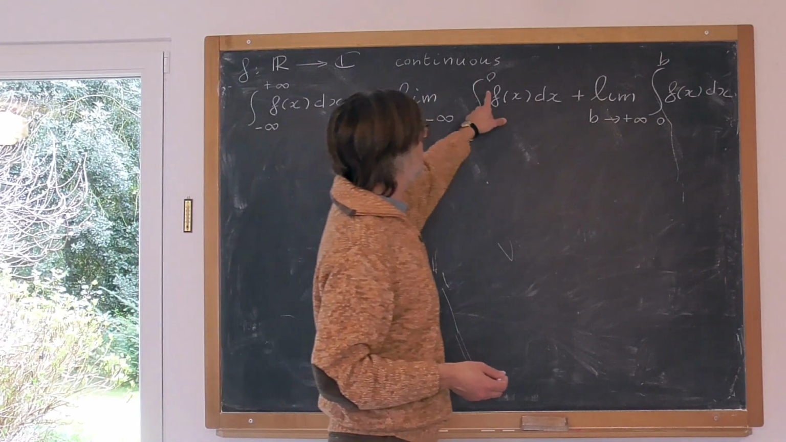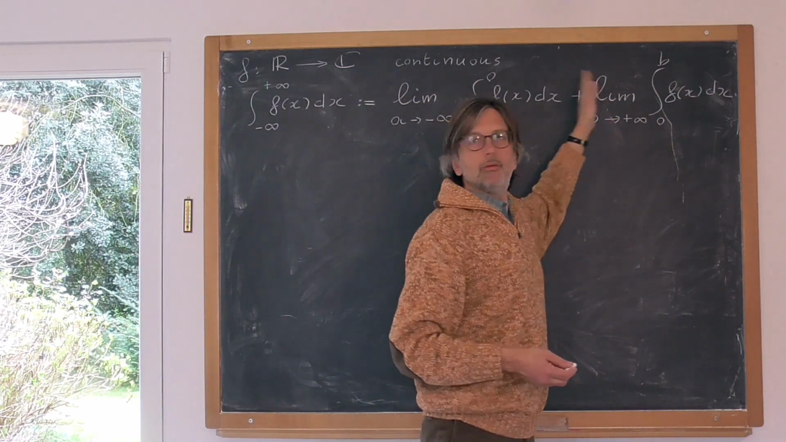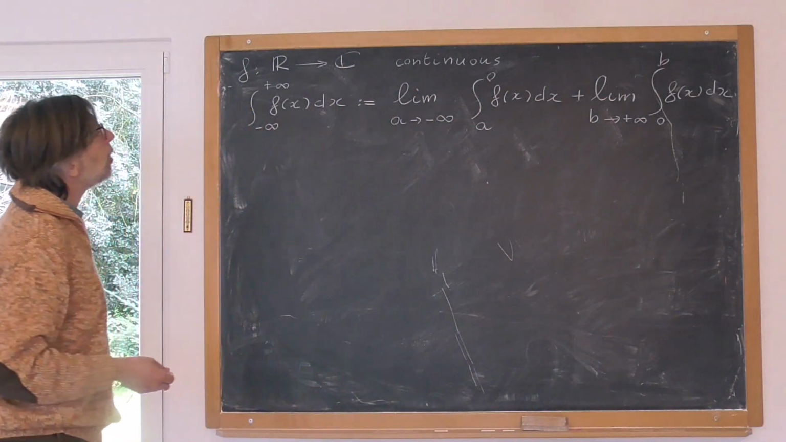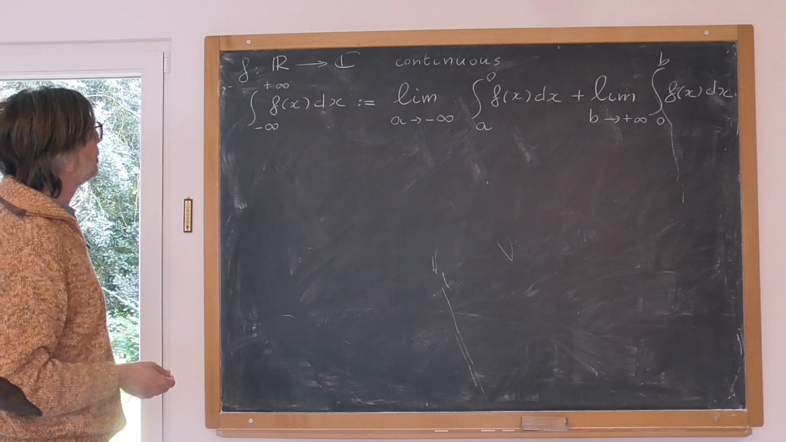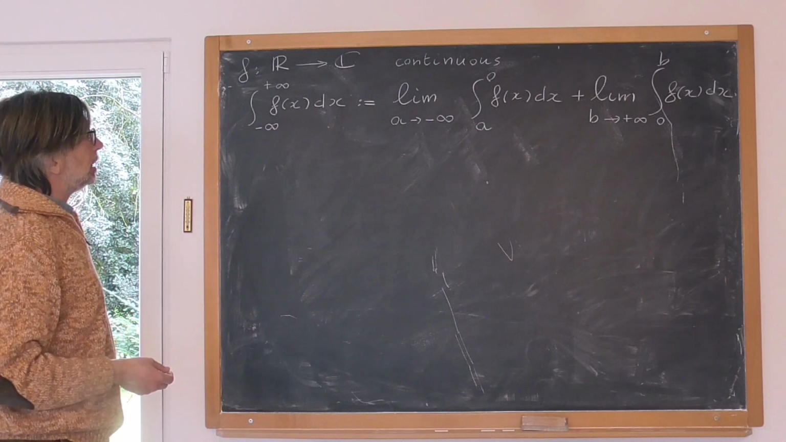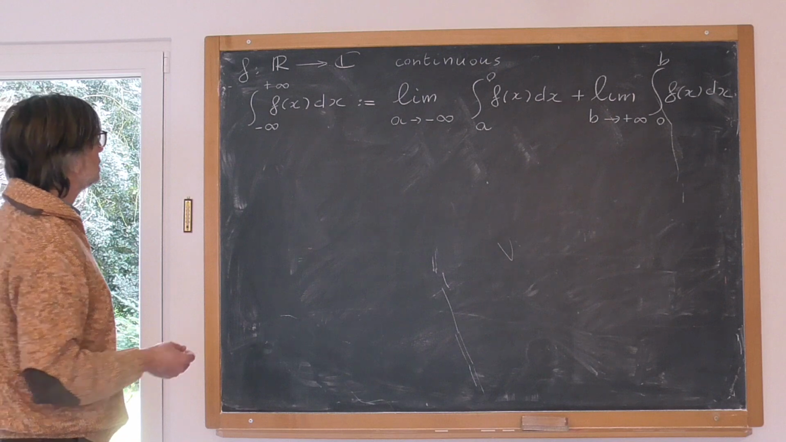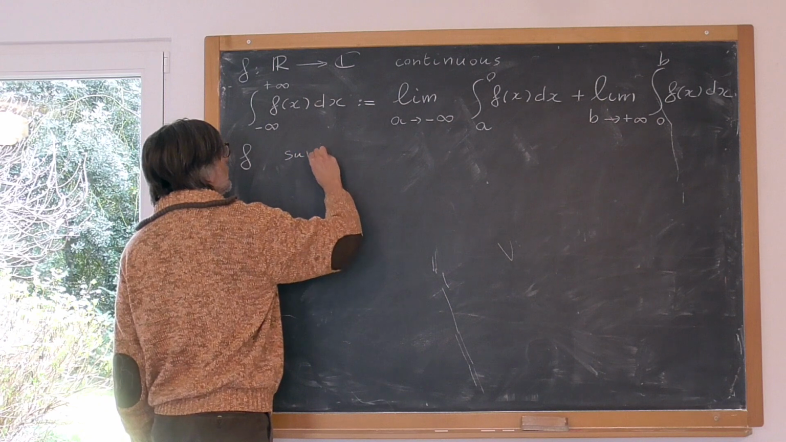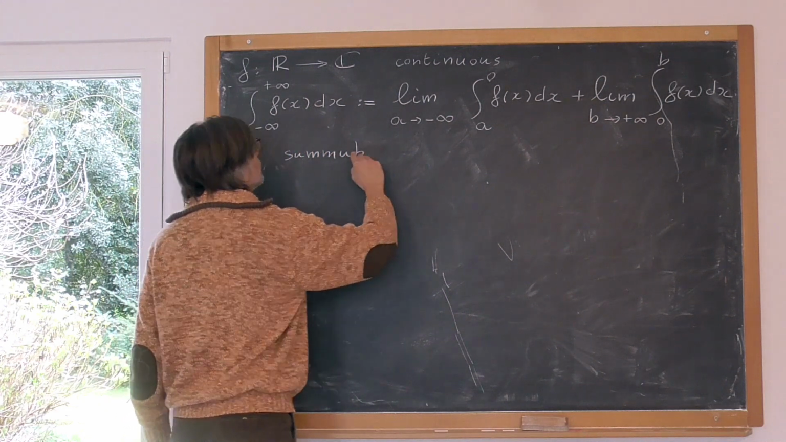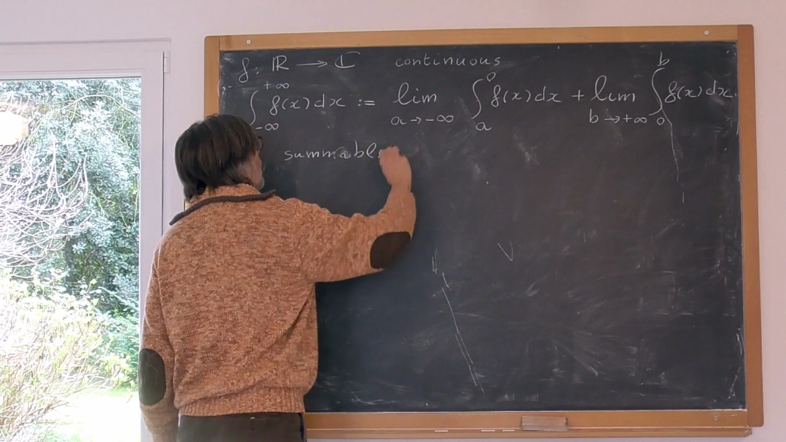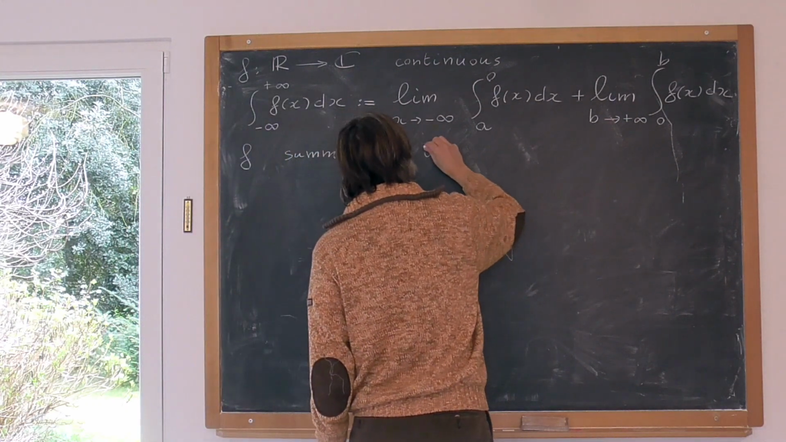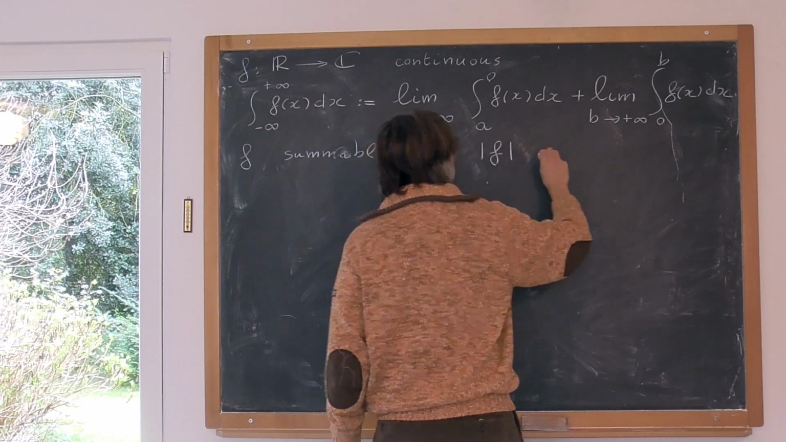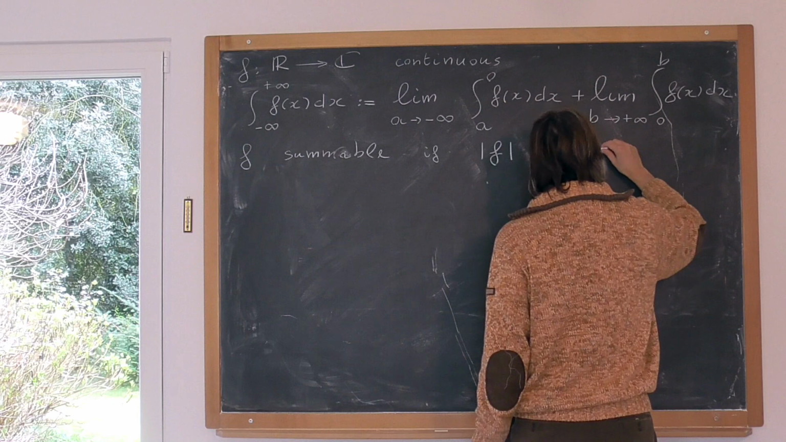Okay, in this case, the function is said to have an improper integral. Here we have split the integral at 0. It's equivalent; you can easily show you can split at any point, but 0 is somehow a natural choice. So this is the definition of improper integrals, and f is said to be summable when the absolute value of f has an improper integral.